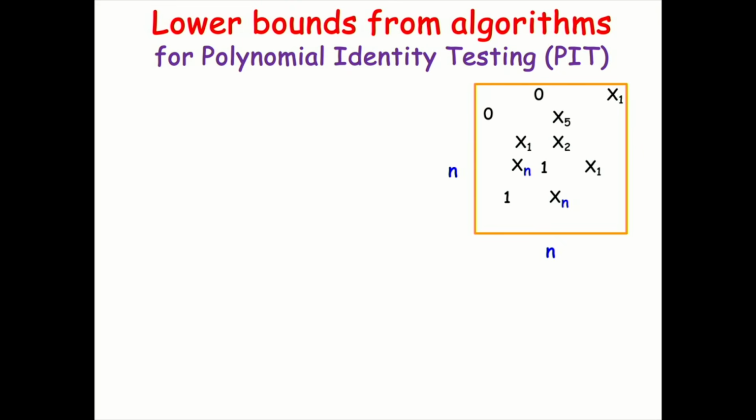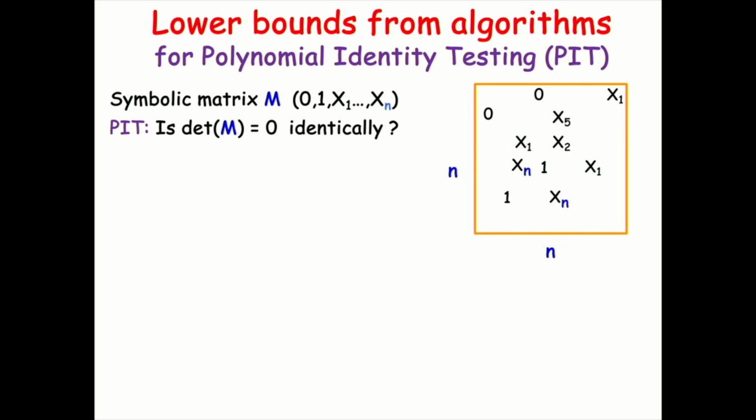The last one I want to mention, and for several reasons, is the following problem. This is called the polynomial identity testing problem. It's a very concrete problem you can all think about. I give you a matrix which has variables or constants 0 and 1 in it, and think about the determinant. This problem was introduced by Edmonds. So we have a symbolic matrix, and the PIT question asks whether, when we evaluate this determinant, we get a polynomial, of course. Is this polynomial identically 0 or not?